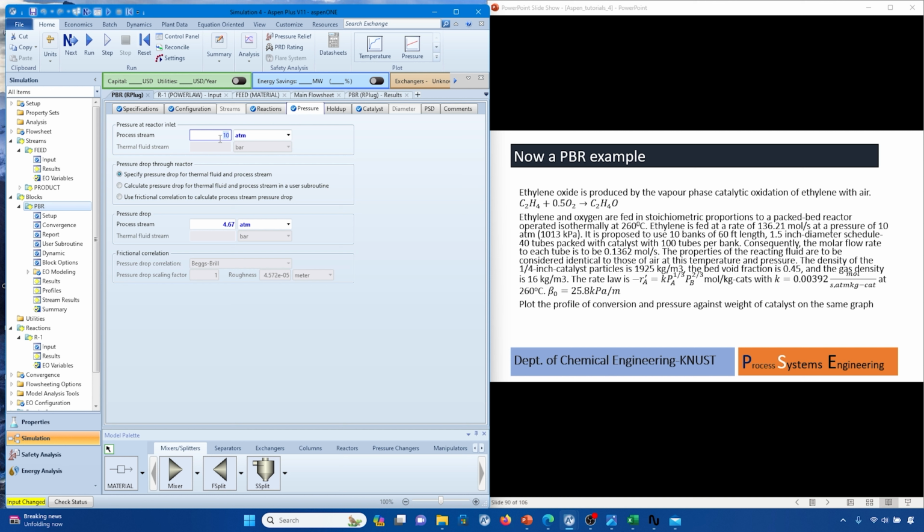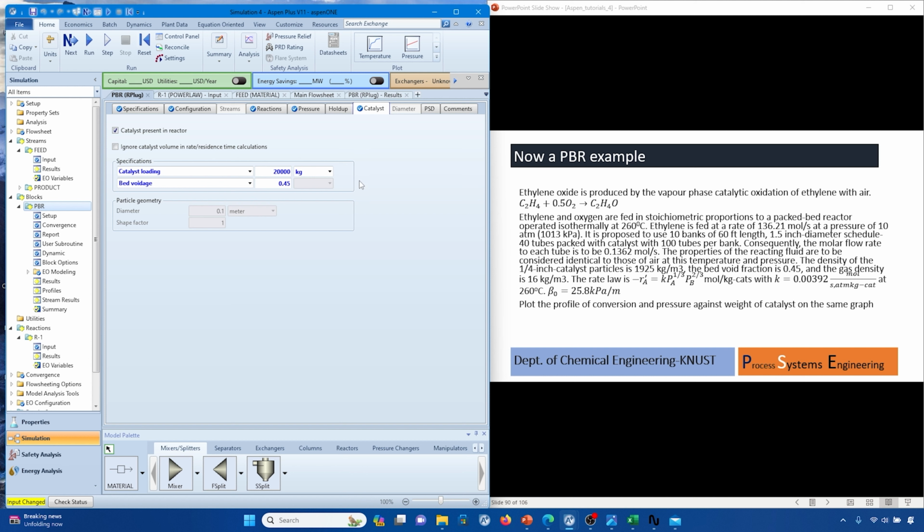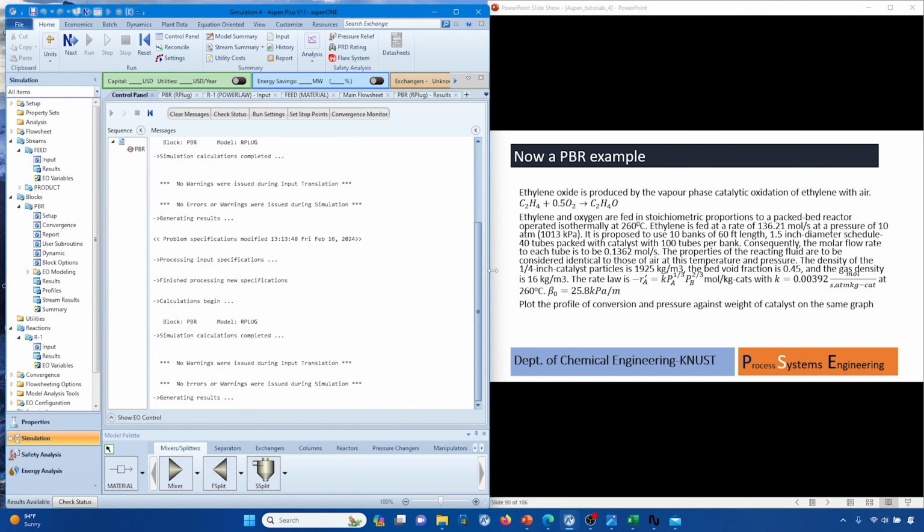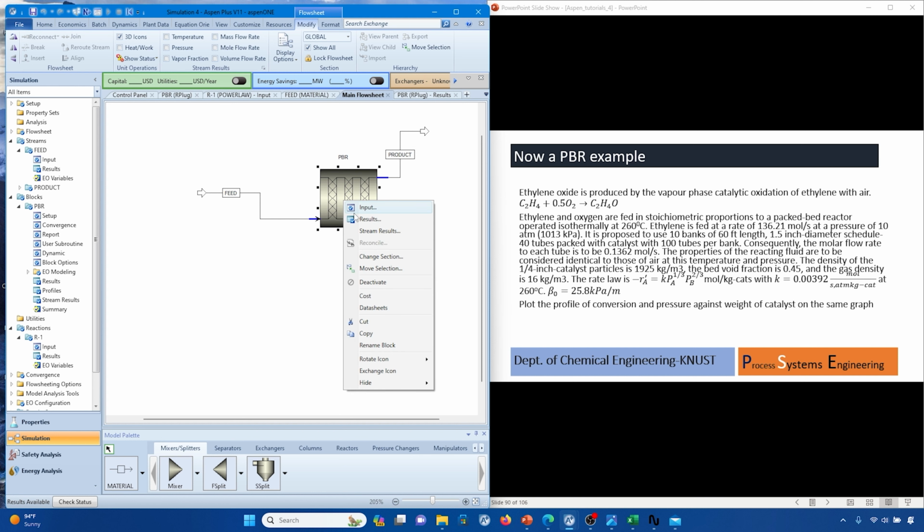And then we go to the pressure, the inlet pressure. It's the pressure of the feed material, 10 atmospheres of pressure. The pressure drop in this case was 4.67 atmospheres. And the catalyst weight is 20 kilograms catalyst per tube. So overall 20,000 kilograms of catalyst because there are 1,000 tubes. The bed voidage as we have in the problem. And with that done, you can run the simulation and have your results as shown.